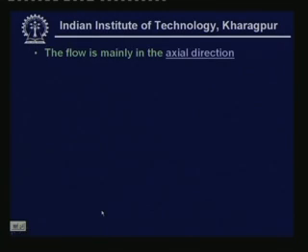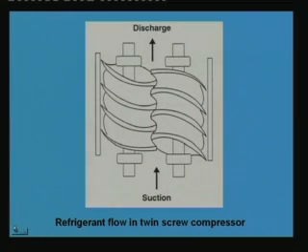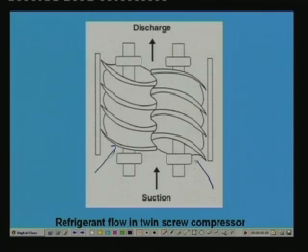The flow in the twin screw type of compressor is mainly in the axial direction. Let me show this. This is again a cut view of a twin screw compressor. This is the male rotor and this is the female rotor. This will be rotating in this direction and this will be rotating in this direction, and suction gas enters like this, it gets compressed and it leaves the compressor in this manner.